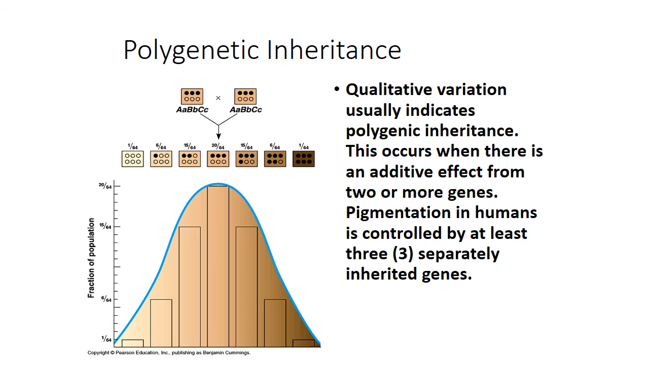Polygenic inheritance says that we have multiple additive effects from two or more genes, and this is usually controlled by at least 3 separate genes. Skin tone and height are all polygenic. Right here you see we have 2 heterozygous people, and we can get a nice bell curve of the different children possibilities. And that's just from 3. If we had more, that would be even more of a bell curve. So polygenic inheritance just says that we have an additive effect from 2 or more genes. Pigmentation is controlled by at least 3.